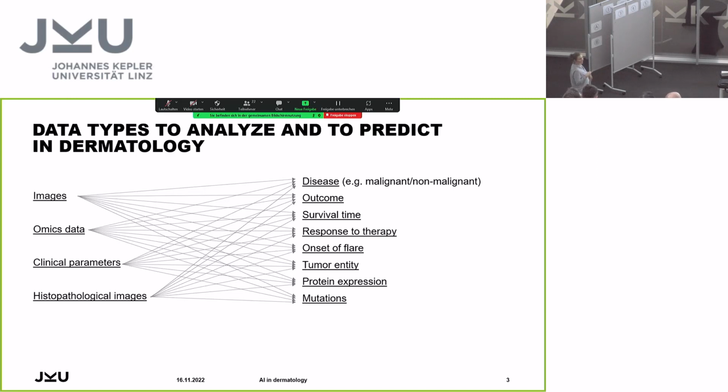Then you can predict also different things. The straightforward target is to predict the disease or the outcome of a disease, but you can also predict survival time, whether a patient will respond to a small molecule drug or not, when an onset of flare will happen for atopic dermatitis, for example neurodermitis, the tumor entity, or also more specific things like protein expression or mutations of a tumor or a tissue.